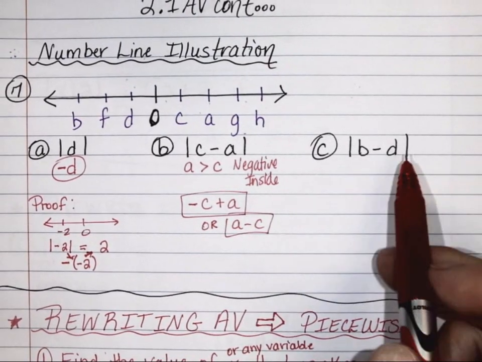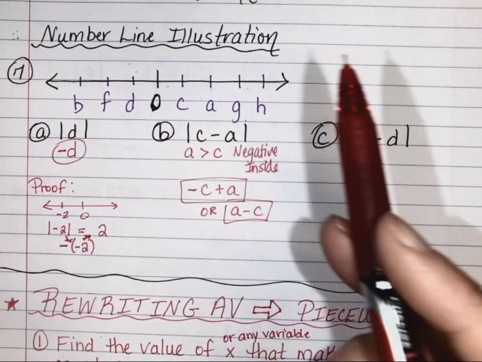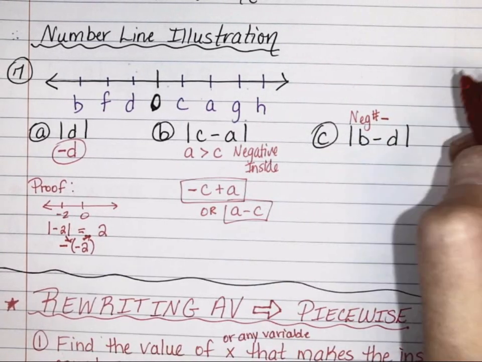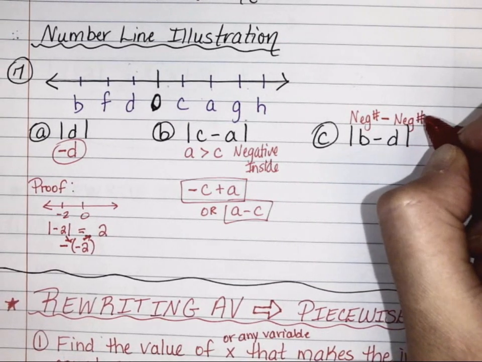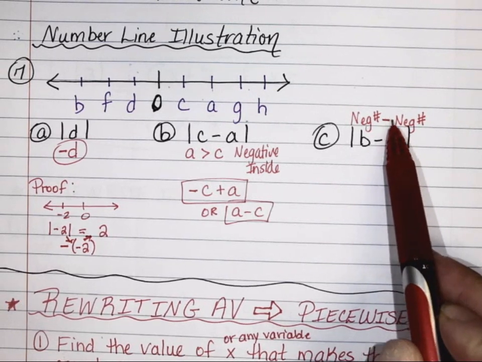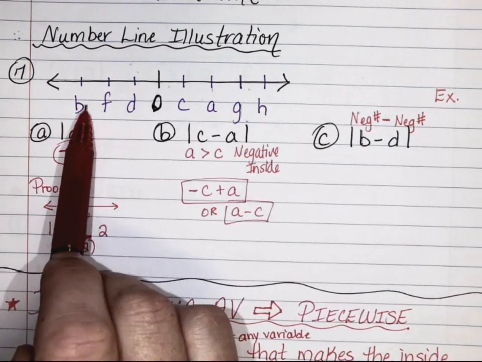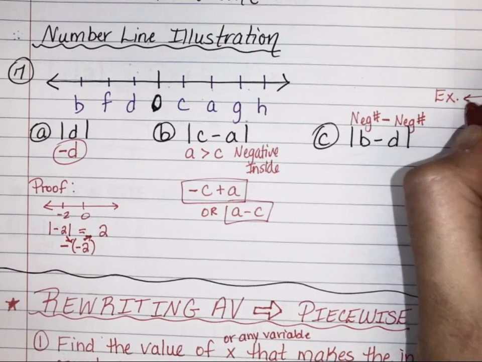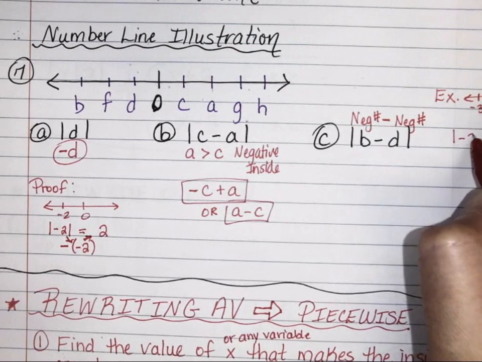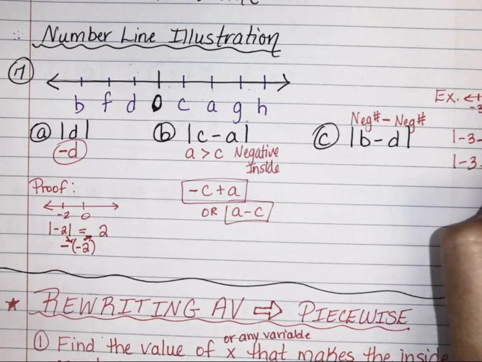Part B, absolute value of B minus D. We look at where B is at. B is a negative number minus another negative number. So that means this is going to turn into a positive when you have minus and negative. So let's give an example. Notice that B is farther to the left than D. So let's say I've got -3 and then I'm going to use -1. Let B be -3 minus -1. That turns into -3 plus 1.